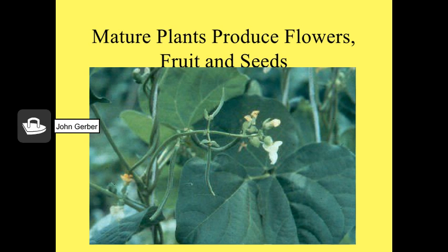Mature plants will produce flowers, seeds, and fruit. Here we see a young green bean plant. The white part here are the flowers, and you can see the young green pods here, which are fruit. They're going to contain seeds. As these fruit grow, the seeds develop within. Once they're mature, the seeds will start to dry, and they can be planted again. The process of flowering and fruiting actually triggers the senescence or the aging process in annual plants.